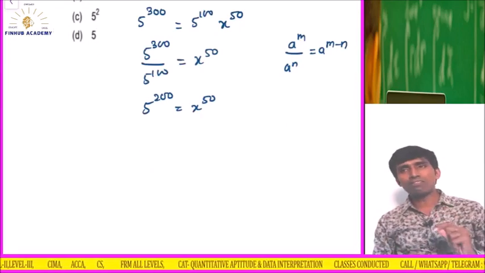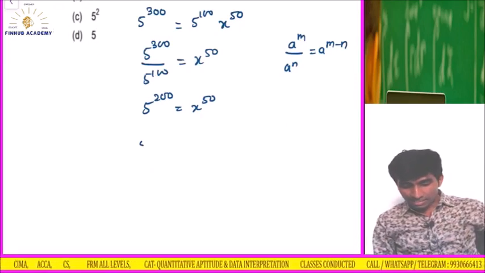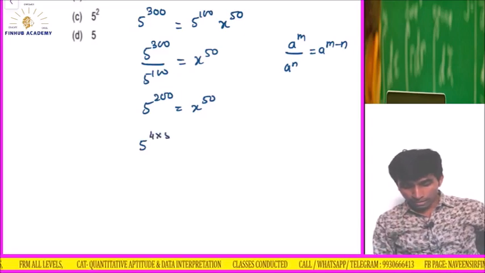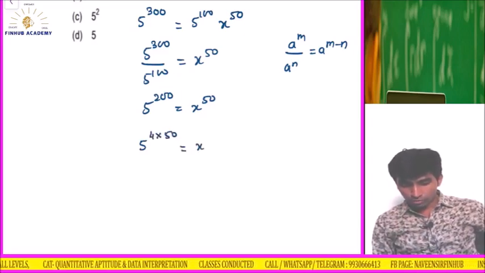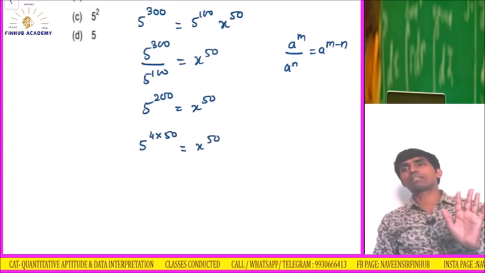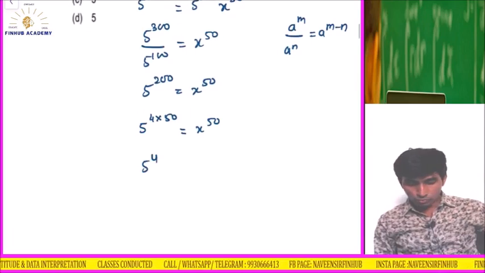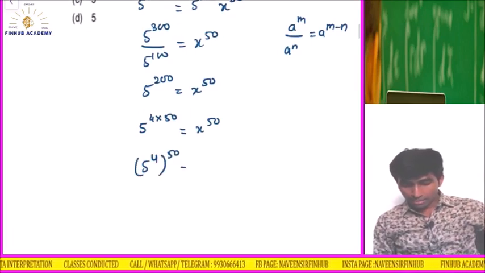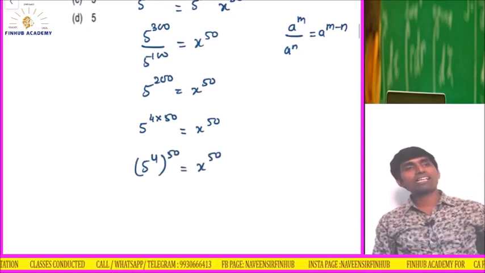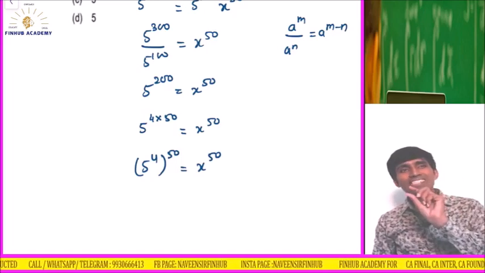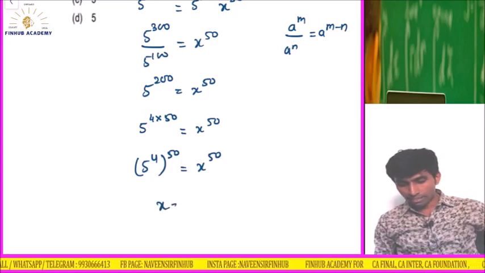Okay, so what I will do here is, I can write this as 5 raised to 4 into 50 is 200. So x raised to 50. So see, 50-50 I am getting something. Correct? So what I can do is, I can write this as 5 raised to 4 the whole raised to 50 is equal to x raised to 50. Okay, and we know that if the powers are the same, the base is also the same. So that means x is equal to 5 raised to 4.